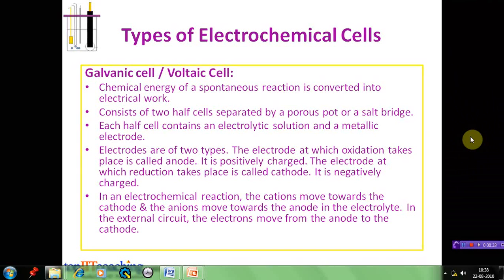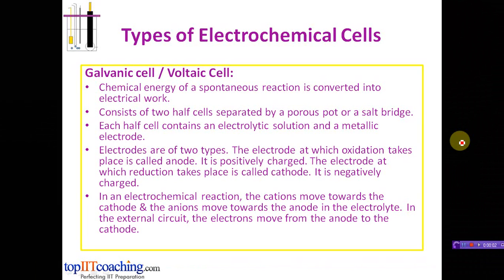Of course, the electrodes are of two types. At one electrode, the oxidation takes place, which is known as anode and is positively charged. At the second electrode, reduction takes place. It is called cathode and is negatively charged. In an electrochemical reaction, the cations move towards the cathode and the anions move towards the anode in the electrolyte. But in the external circuit, the electrons move from the anode to the cathode.